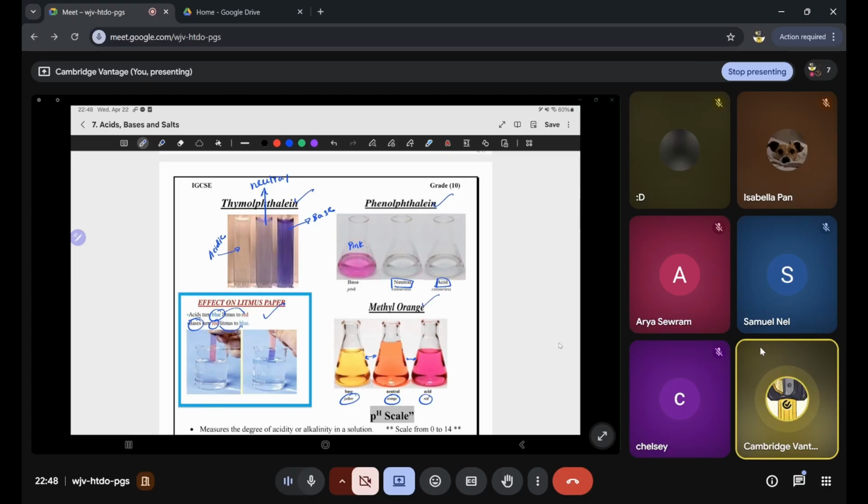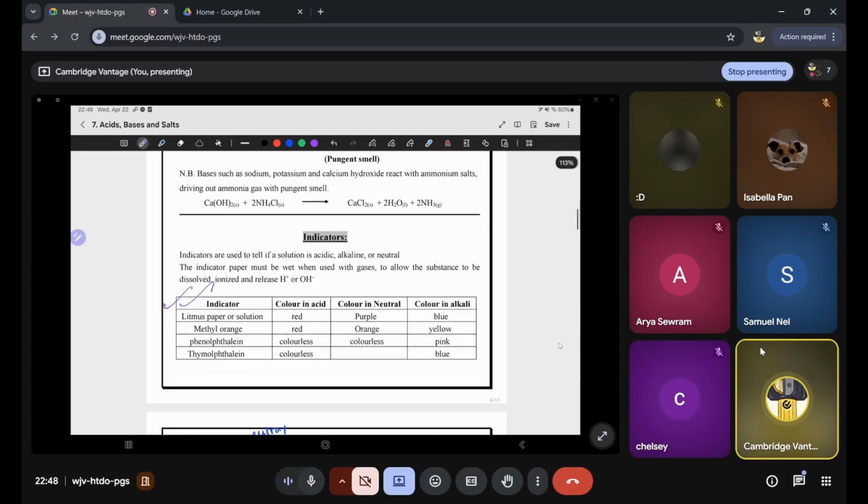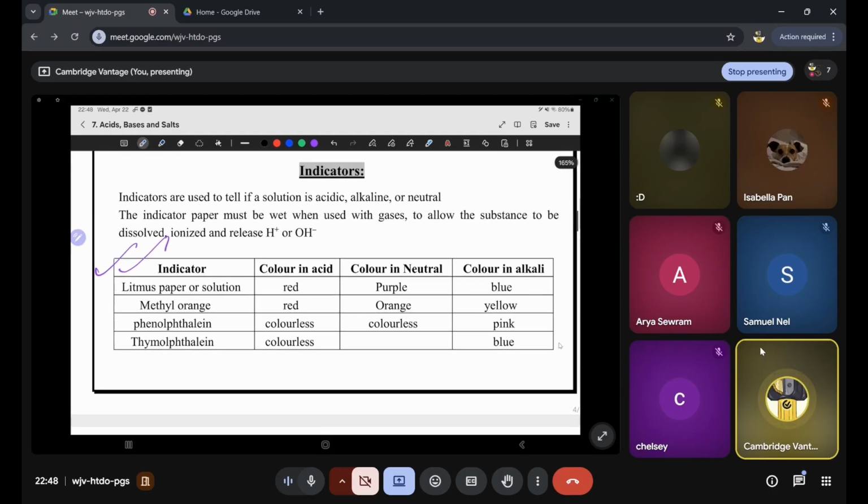There are other indicators as well, but in your syllabus, you only need to worry about these. And they are also listed down over here in the form of this table. So you can also read or just take a picture of this table.